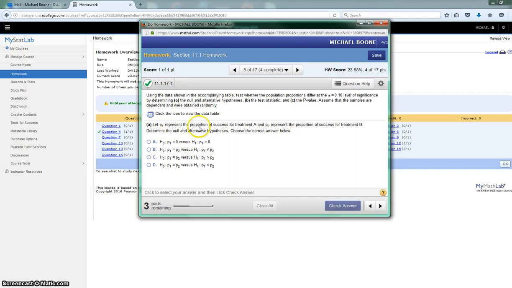So, let P1 represent the proportion of success for treatment A and P2 represent the proportion of success for treatment B. So we're trying to see if they differ. So this would be a not equal to, because that's the differ part.